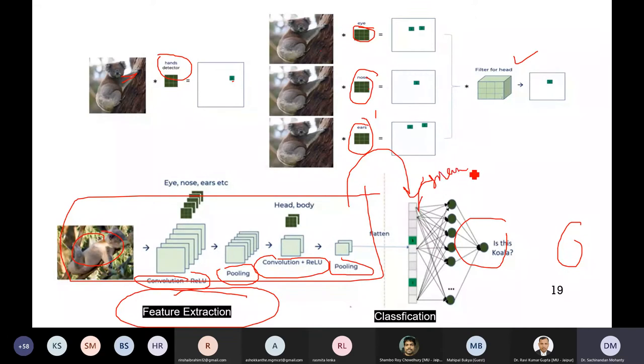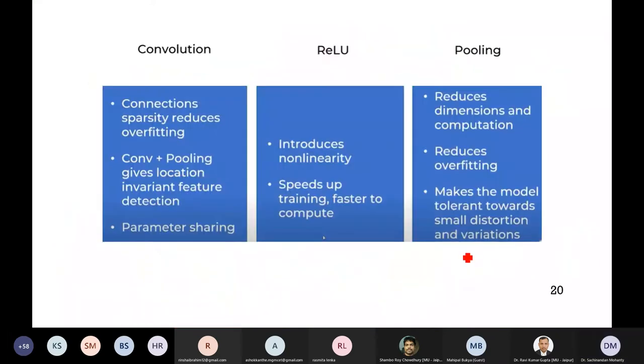Right? So in this way, this is called the neural network. Any neural network you can put. This is called your CNN. The output of the CNN is the neural network.